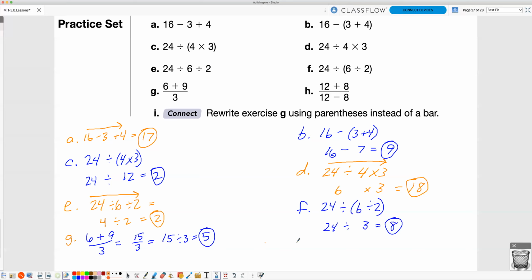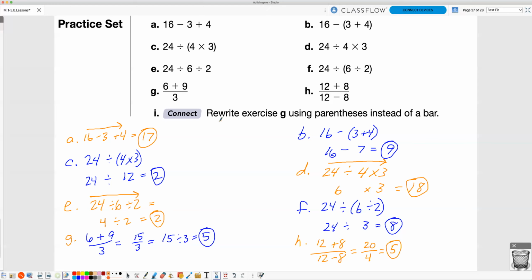All right, let's do letter H. 12 plus 8 over 12 minus 8. So you need to do what's above and below the division bar. Go ahead and answer the problem. See if you get it right. Should be 20 on the top, and you'd get 4 on the bottom, and that would be the same as 20 divided by 4, which ends up being 5.